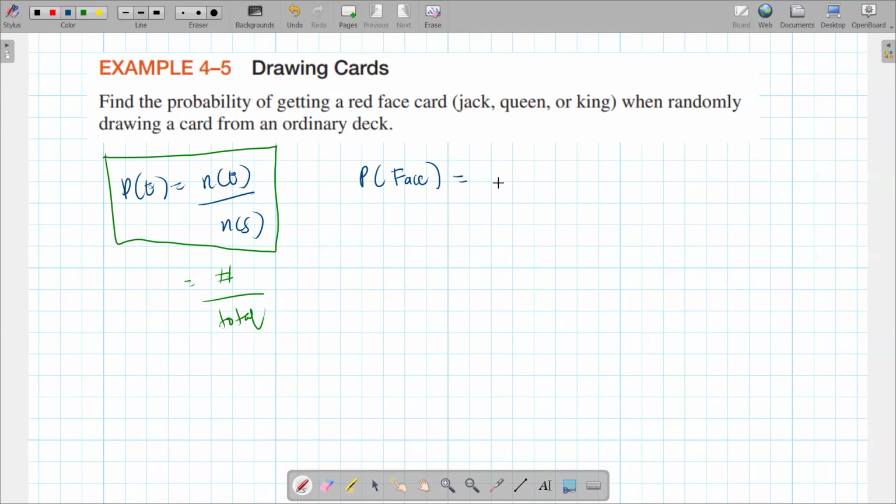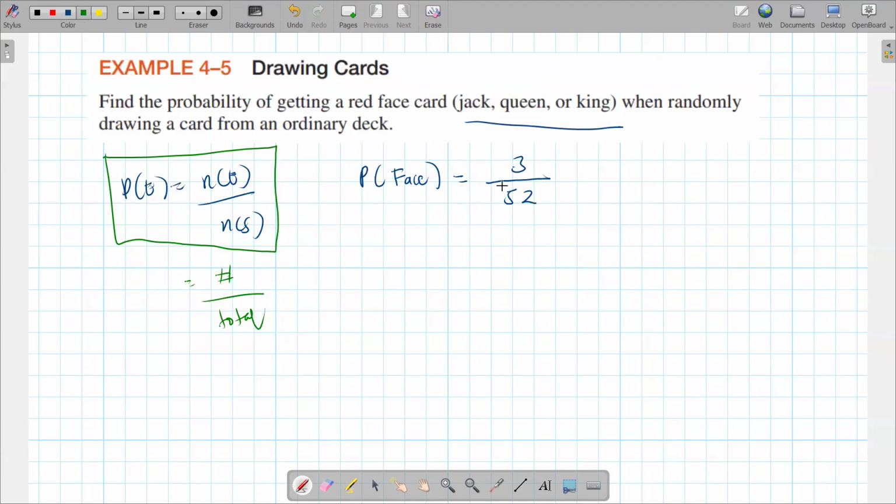How many red face cards are there in the deck? It says right here. 3. Three. How many cards in a deck? 52. So the answer for this is going to be 3 over 52. That's it. And you can plug that in a calculator if you want it in decimals.